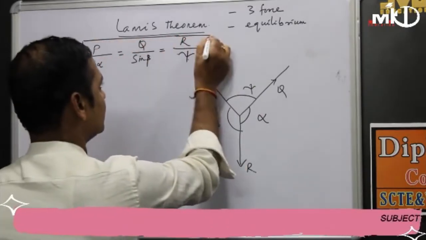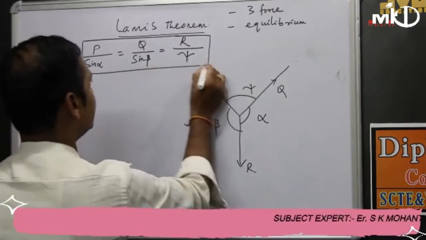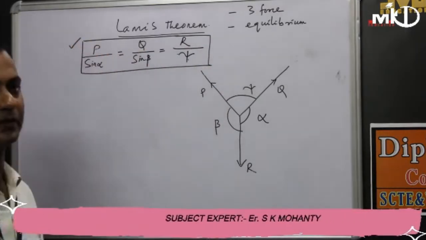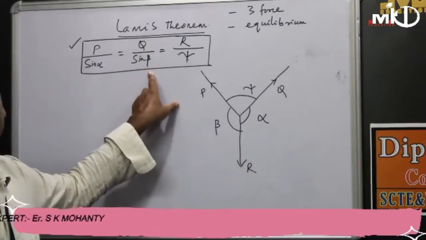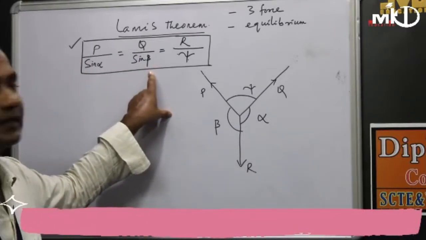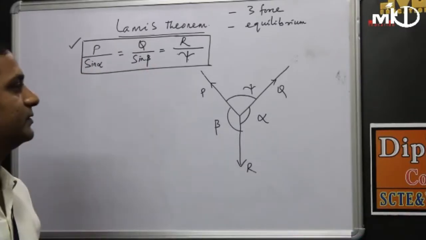So we already know the statement. Now we have to derive this. We will derive it. That is a very important question. See carefully, this question is normally asked in exams. A 5 marks question will come: state and explain Lami's theorem. So now we'll see that.